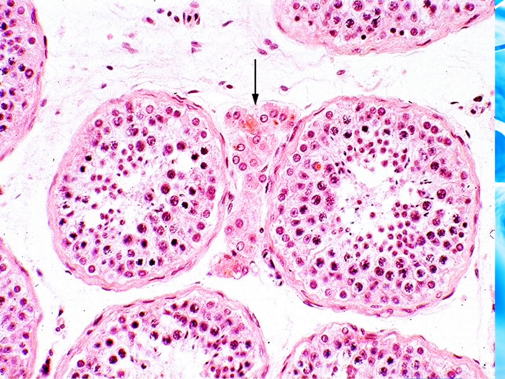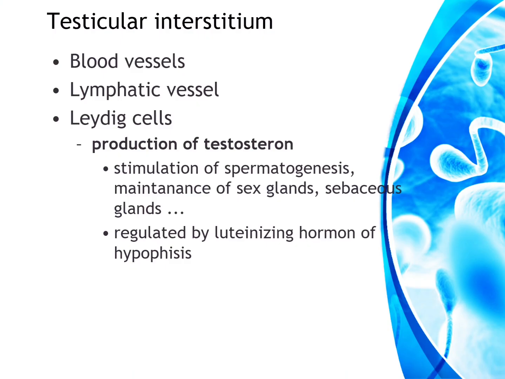In another H&E stained section, you can see these are the sections of seminiferous tubule, and this is the tunica propria or interstitium having the polygonal Leydig cells which are present in the interstitium. So the testicular interstitium contains blood vessels, lymphatic vessels and Leydig cells. Leydig cells are responsible for production of testosterone and stimulation of spermatogenesis, and maintenance of sex glands, regulated by the luteinizing hormone of the hypophysis.